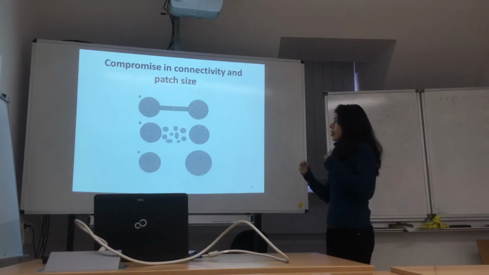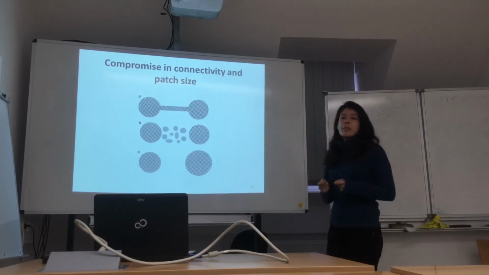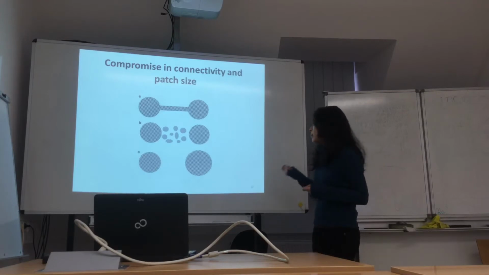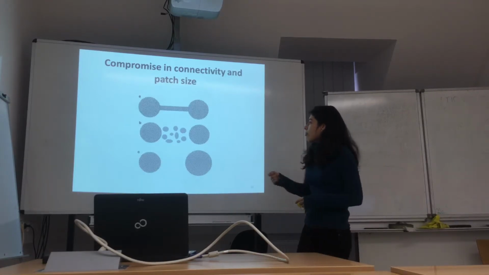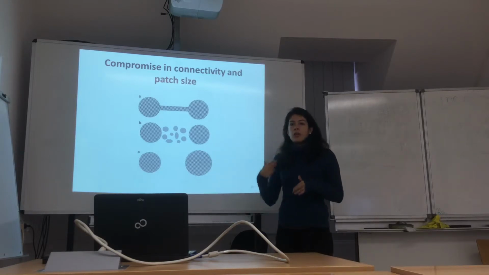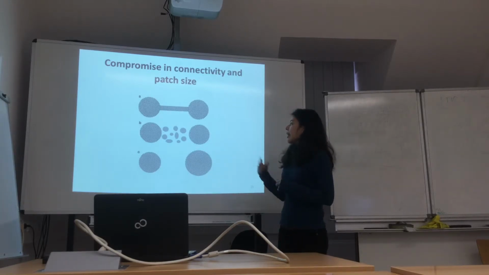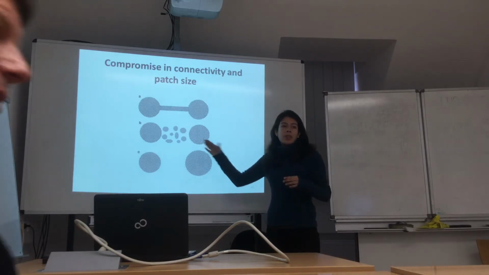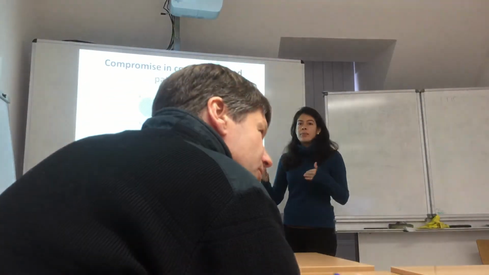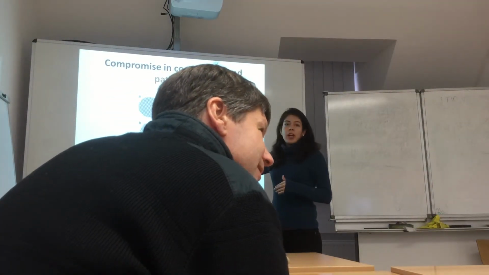So basically, at the end of all these studies that they reviewed, they consider that there's a compromise between connectivity and patch size. For example, because some organisms, or most of them, are able to use the matrix, maybe instead of giving more area to the proposed corridors, they could make the matrix more accessible to organisms, and they could use more area.